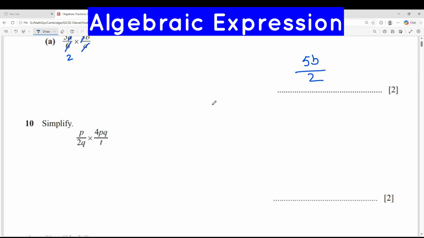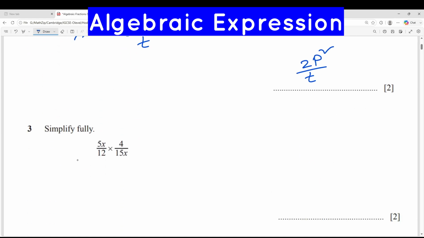Next one. p ÷ 2q × 4pq ÷ t. So we can divide this q, right? And this 4 we can divide by 2. So here will be 2p and p² ÷ t. So our answer is 2p²/t.